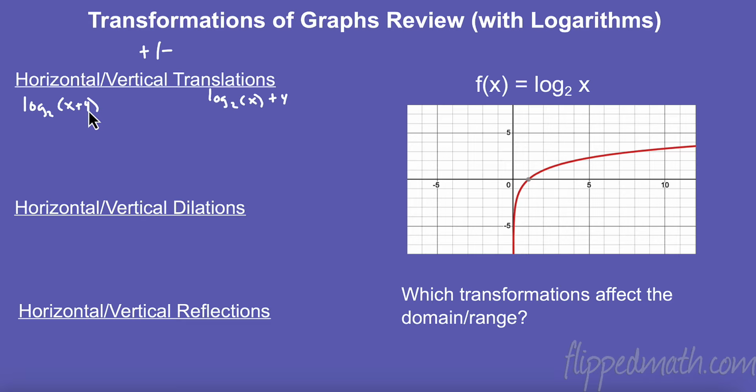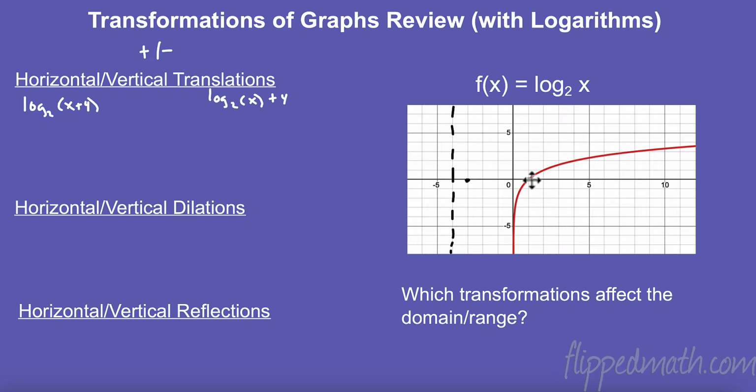The opposite of plus 4 is to the left 4. So now I have a new asymptote. That's the first thing I always shift. My asymptote was at 0. Now it is at x equals negative 4. All right? And I'm going to shift this point back 4 units as well.